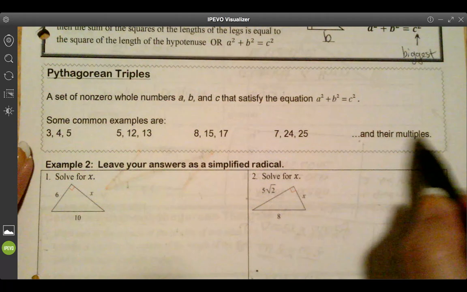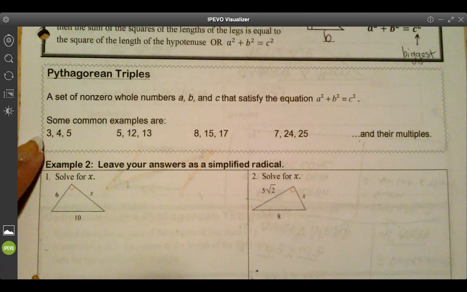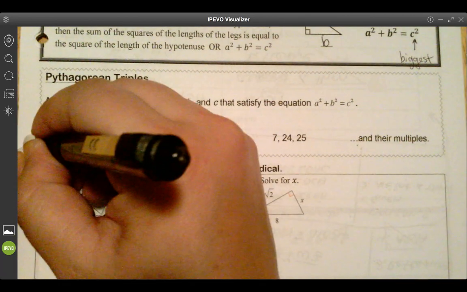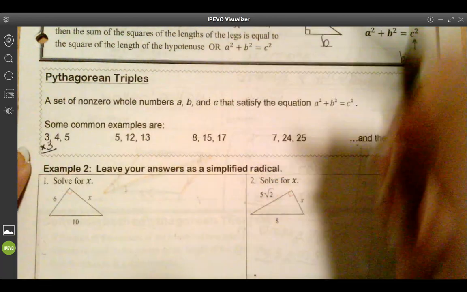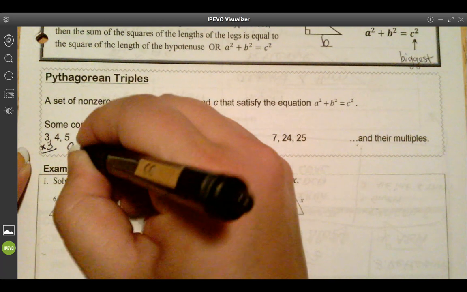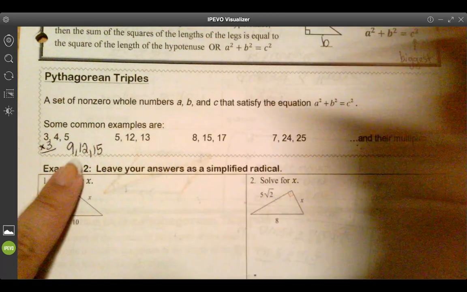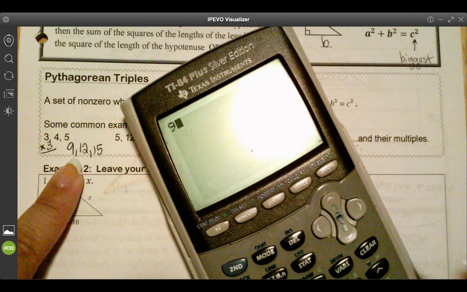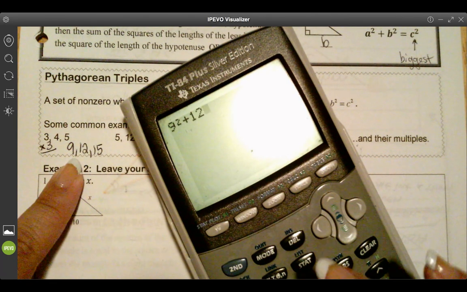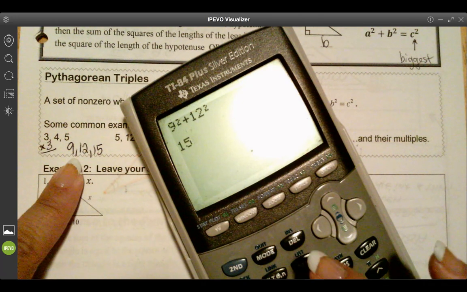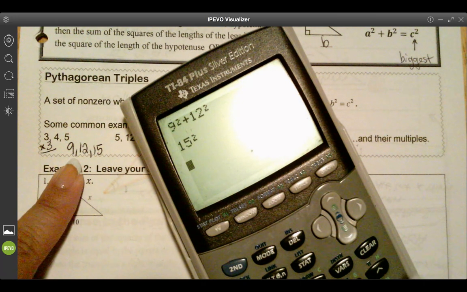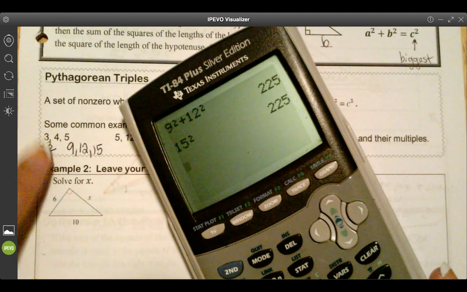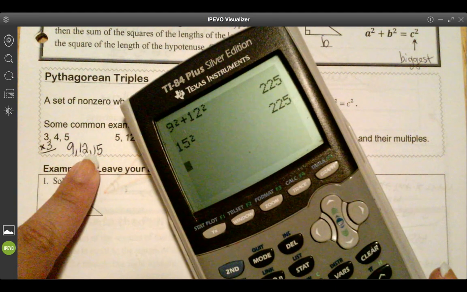What it means by "and their multiples" is that I can take these numbers, and as long as I multiply them all by the same number, it will still work. So let's say I multiply these all by 3. Then this would become 9, 12, 15, and it will still work. I can show that here: 9 squared plus 12 squared should equal 15 squared, and they do equal the same thing. I could have multiplied by any number to get a multiple of a Pythagorean triple.